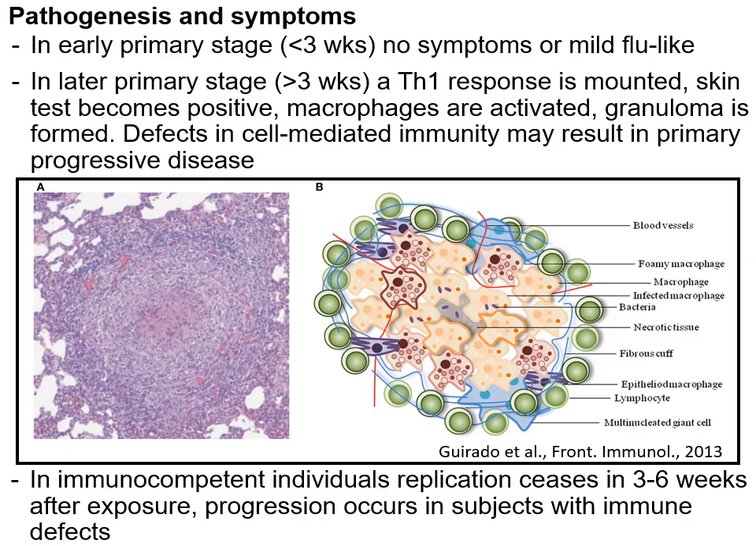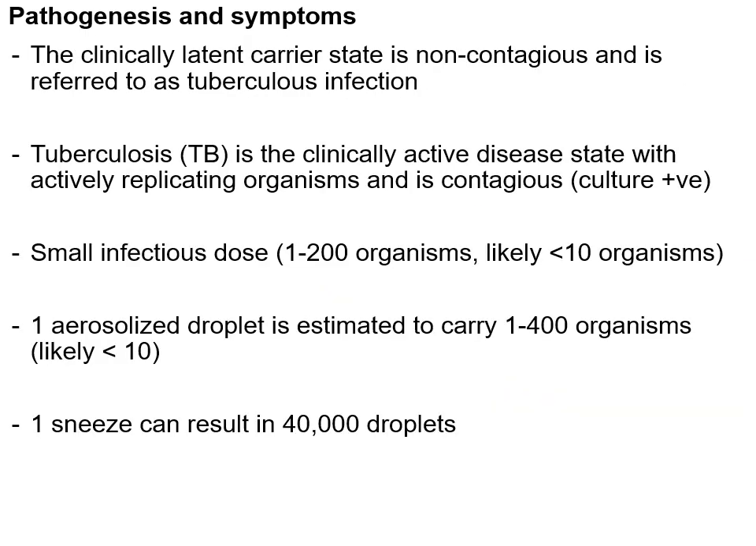If you have a defect in cell-mediated immunity, what could happen is a primary progressive disease. If you are immunocompetent, replication will stop within the 3 to 6 weeks of the primary stage. And so you contain the infection within this lesion. However, if you have an immune defect, like we said earlier, you might have progression and liquefaction of the lesion itself. If you harbor the organism, but there is no replication, it is contained within the calcified lesion. This is a clinically latent carrier state. The person is non-contagious, and this is referred to as tuberculous infection.